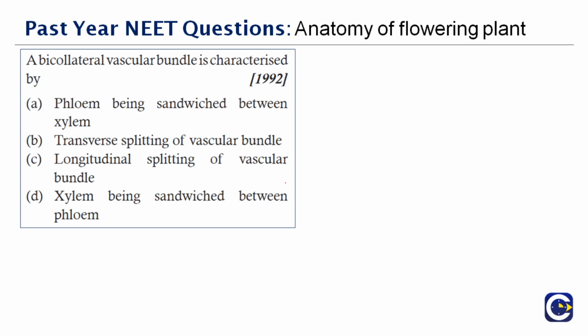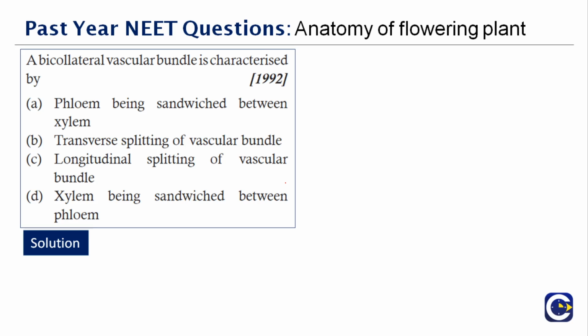Next question here. A bicollateral vascular bundle is characterized by dash. Look at the options here. Phloem being sandwiched between xylem is wrong. Transverse splitting of vascular bundle, no. Longitudinal splitting of the vascular bundle, no. So phloem will not be sandwiched; it will be xylem sandwiched between phloem. Bicollateral vascular bundles have phloem on both the outer and the inner side.